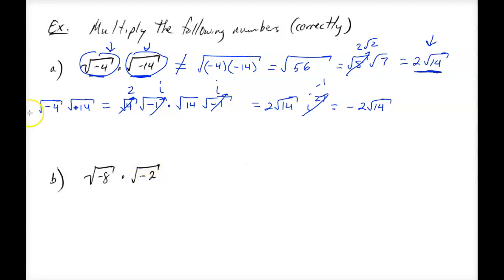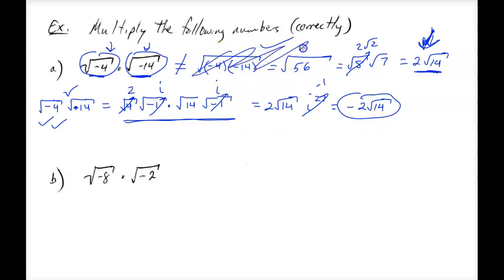And notice that this is the correct way to do it. And notice how we got a different answer than what we did here. Okay. And again, the difference is that here we are treating square root of -4 and square root of -14 as the complex or imaginary numbers that they are, whereas here we are not. So again, that's why this way is not correct and this way is.